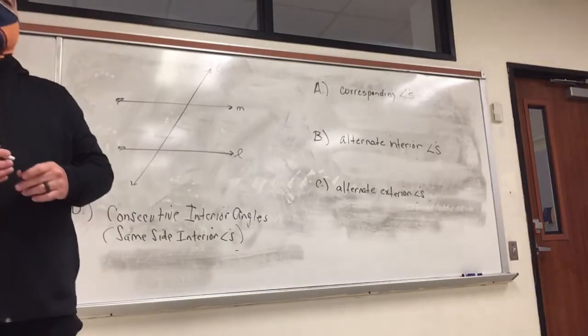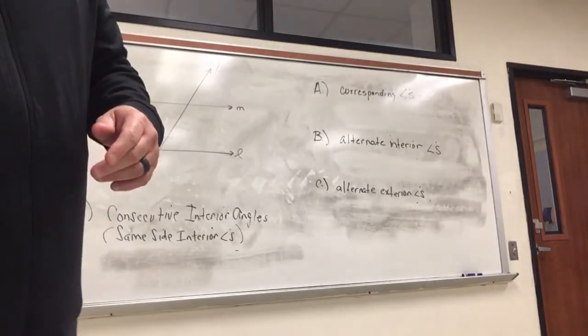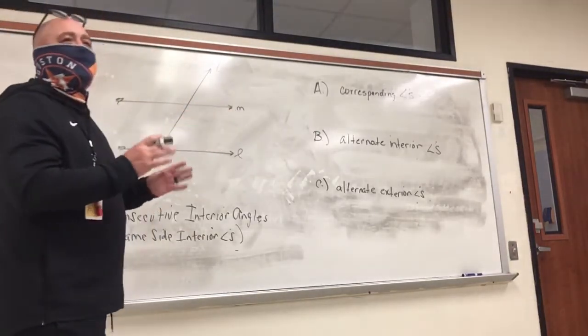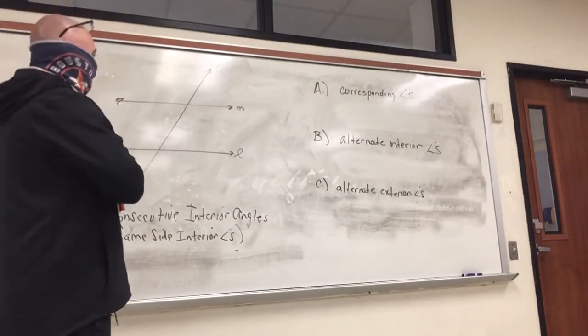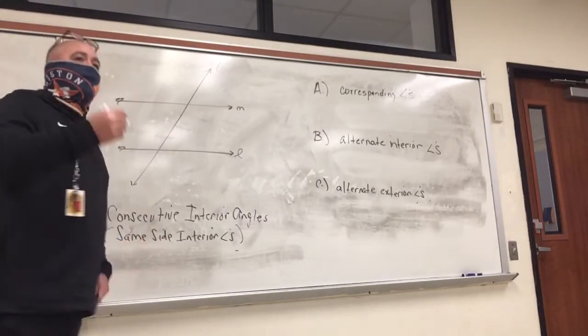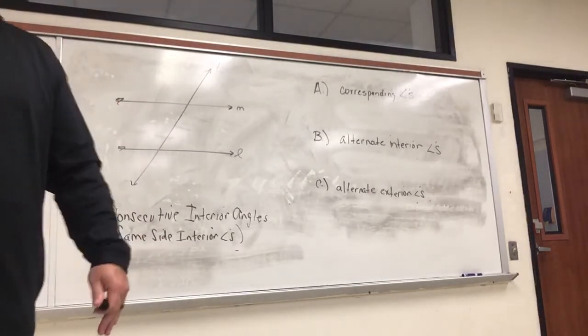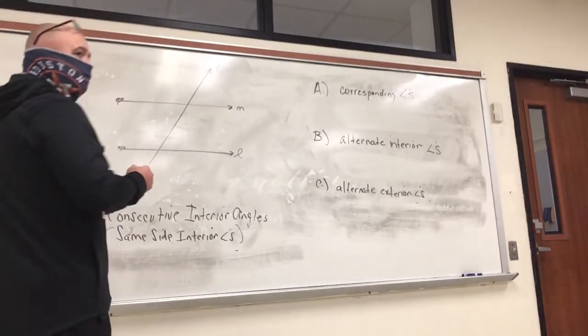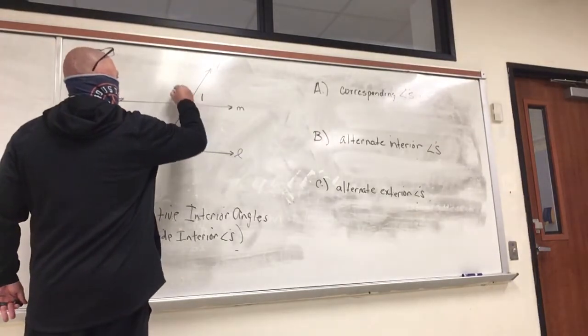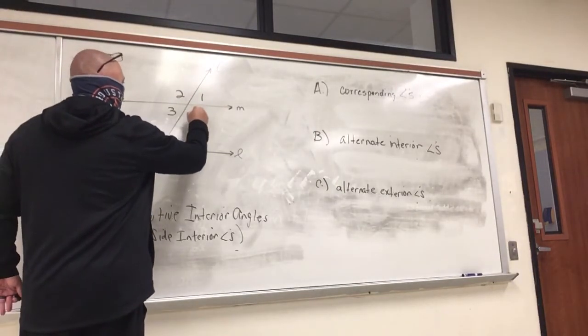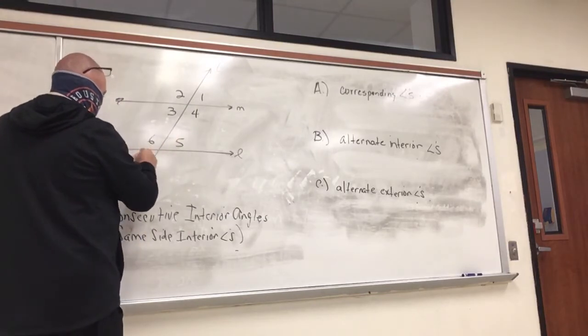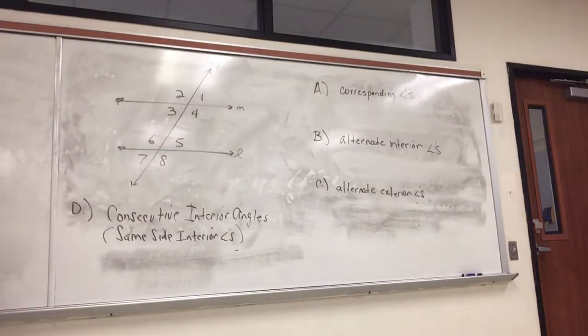Now there's 8 angles formed when that happens. There's at least 8 angles formed. I want y'all to draw this, and then we're going to label those 8 angles. All we're going to do is put numbers on them. This will be angle 1, 2, 3, 4, 5, 6, 7, 8. You're going to have that to understand what these next definitions are.